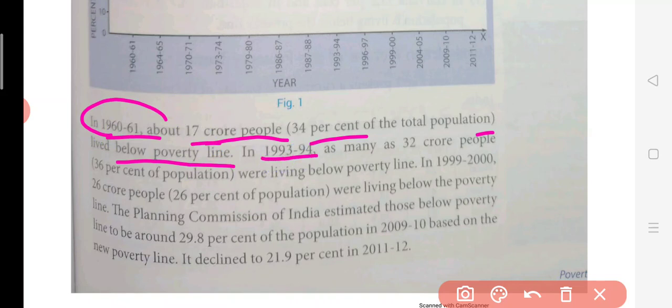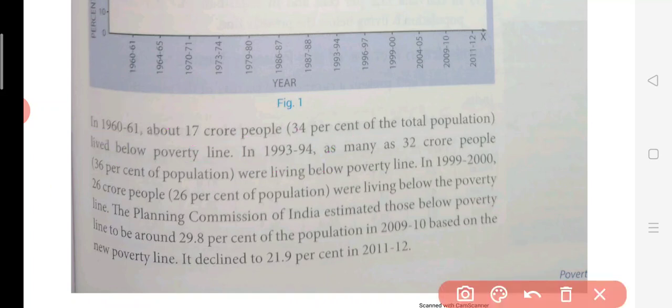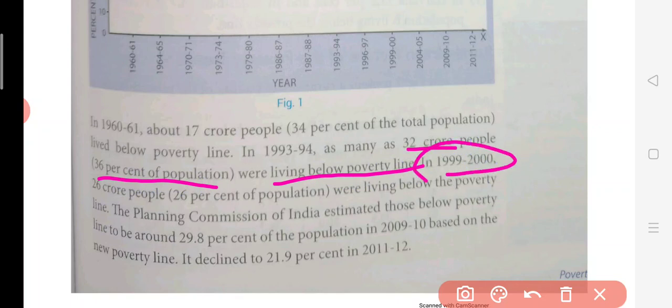But then population in 93 and 94, here there is a big time period. You are comparing 60-61 with 93-94, so there is a huge difference in the year, and in all these years the population of India has risen. Okay, so because of that, now 32 crore people, so 36% of population were living below poverty line. Now in 1999-2000, 26 crore people, 26% of the population was living below poverty line. So here again the number was reduced.